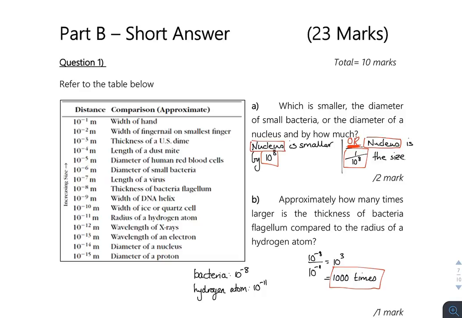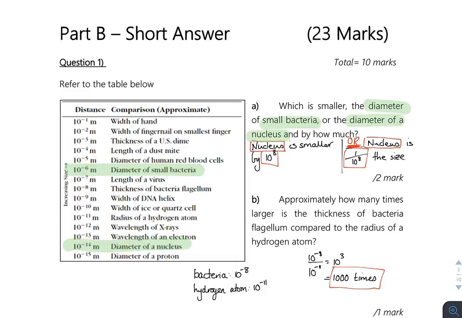All right, short answer, question 1. Which is smaller, the diameter of a small bacteria or the diameter of the nucleus of a nucleus? So I've highlighted that in the table. Diameter of a small bacteria is 10 to the negative 6 versus the diameter of a nucleus, which is 10 to the negative 14. Negative 14 is smaller, so the diameter of the nucleus is smaller.